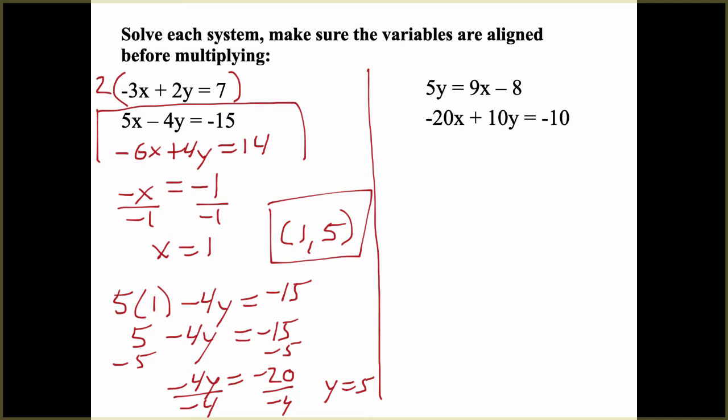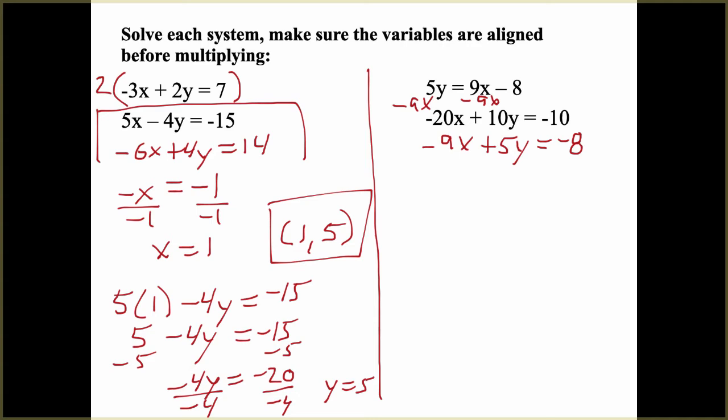All right, for the next one, you'll notice that they are not aligned. We have 5y equals 9x minus 8. Then we have negative 20x plus 10y equals negative 10. We do not have things on the same sides of the equal sign. We are not stacked up nicely. So we need to move the 9x over so we can stack these up. I'm going to subtract 9x, and I'm going to rewrite the equation below. Now we have negative 9x plus 5y equals negative 8.